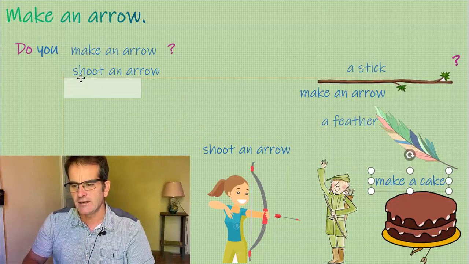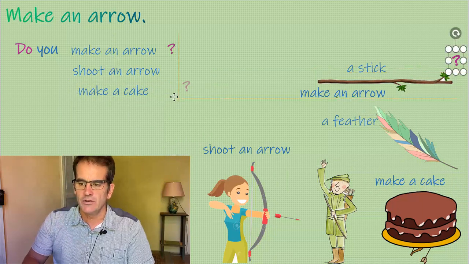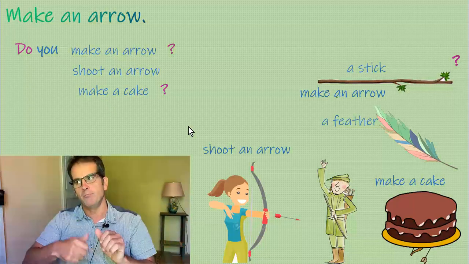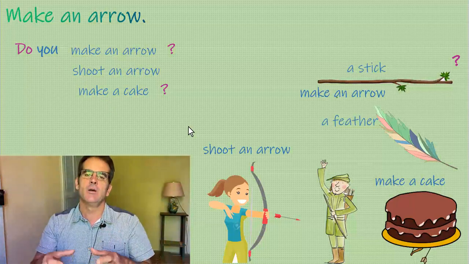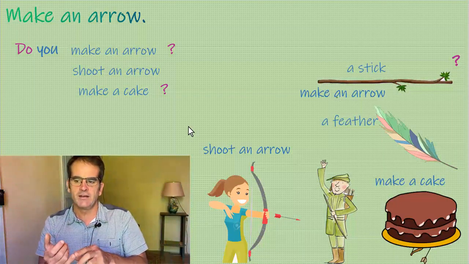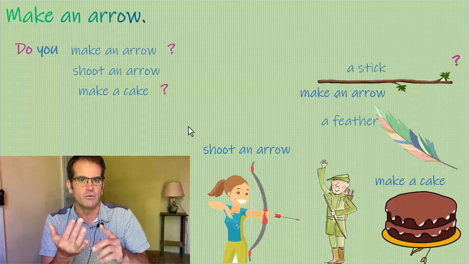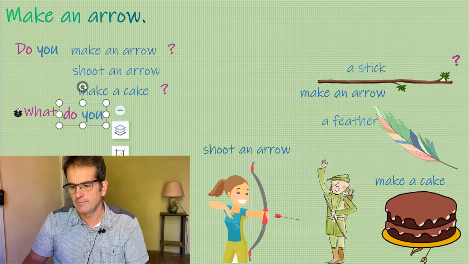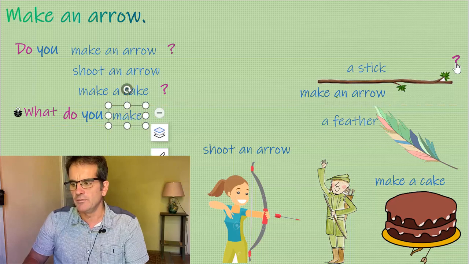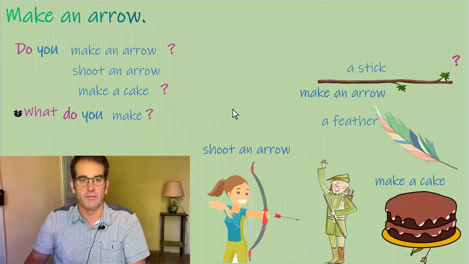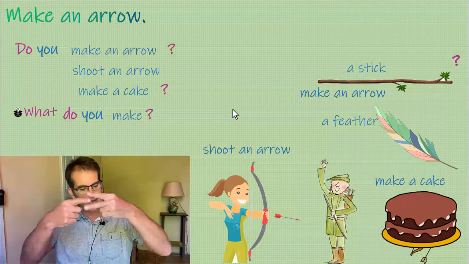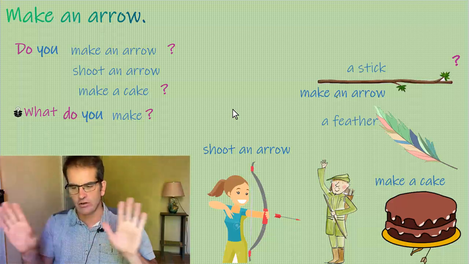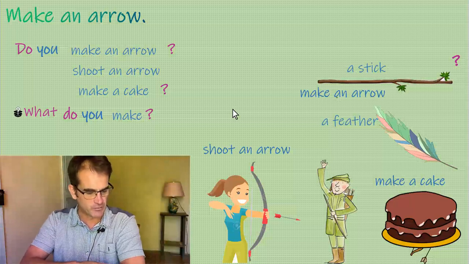Do you make a cake? Well, no, you don't make a cake. Maybe your neighbors made a cake, but you don't. So do you make a cake or do you make an arrow? Or do you make your bed? What do you make? You make an arrow. You don't make a cake and you don't make your bed. Not in this story.